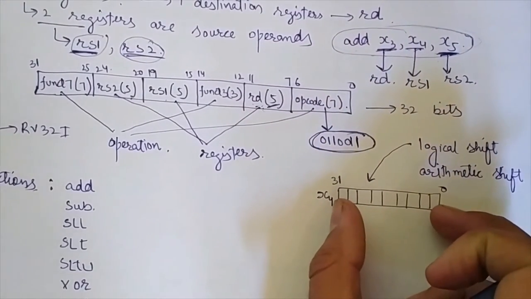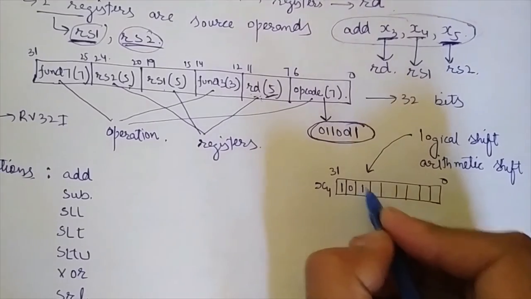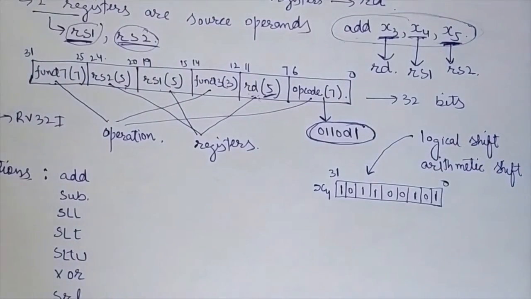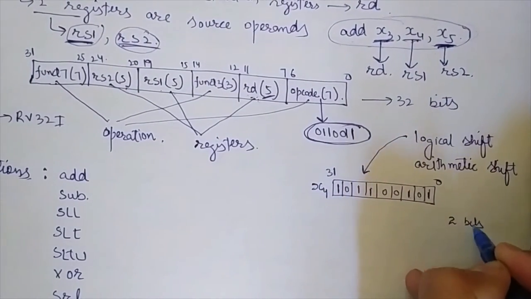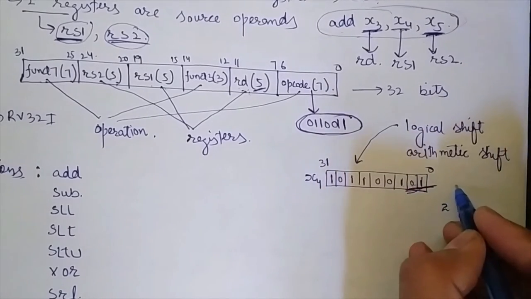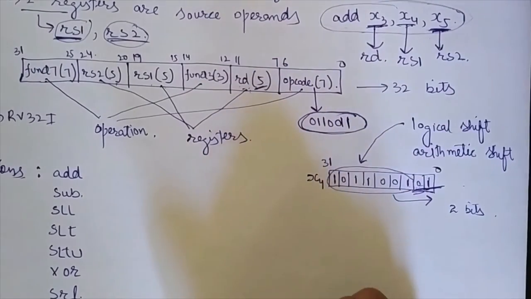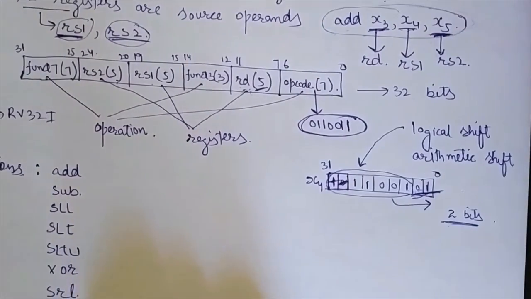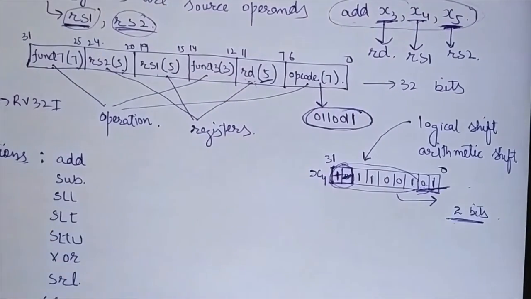So there are two possible ways. We can shift left, or we can shift right. Let's say this is the value contained in the register: 10110011. Let's say we shift right by 2 bits. So these 2 bits, 1 and 1, will go out. Now the remaining bits will shift by 2 bits, and at the end 2 bits will remain vacant. So by shifting right 2 bits, the most significant 2 bits will remain vacant.